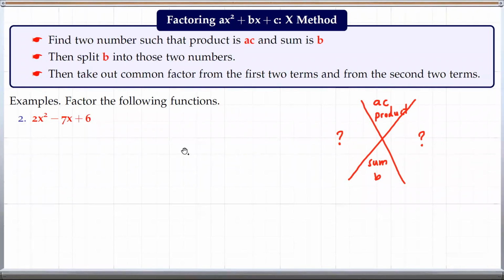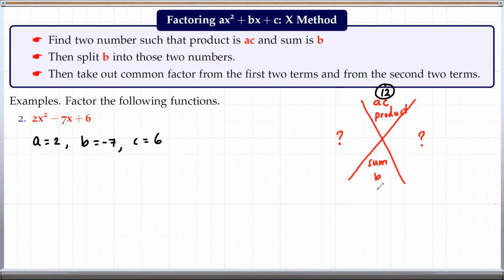In this one, we want to factor 2x squared minus 7x plus 6. So again, the first step is to determine A, B, and C. So A is 2, the coefficient of x squared. B is -7, the coefficient of x, and C is the constant term, which is 6. So now again, we go to this diagram here. So we need to figure out AC. AC is 12 in this case, 2 times 6.